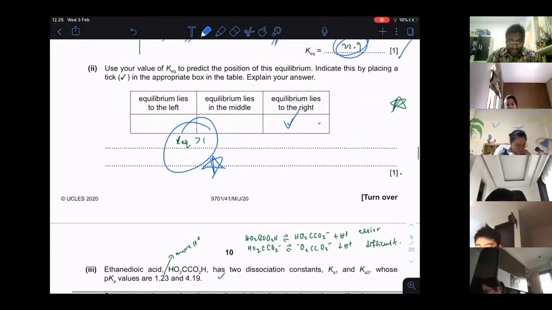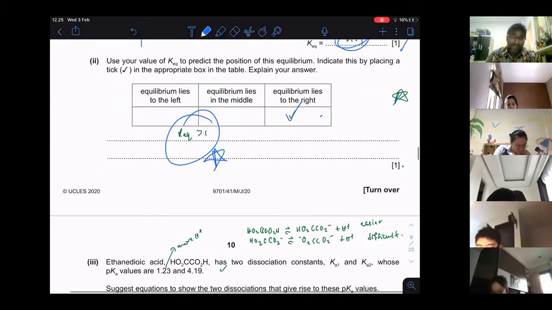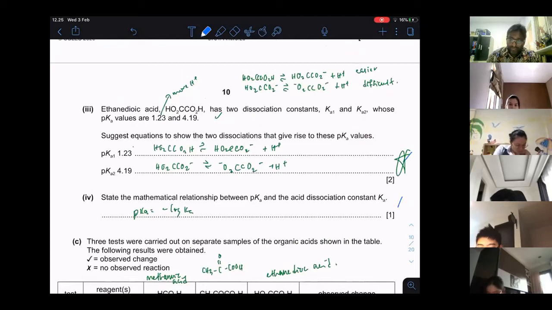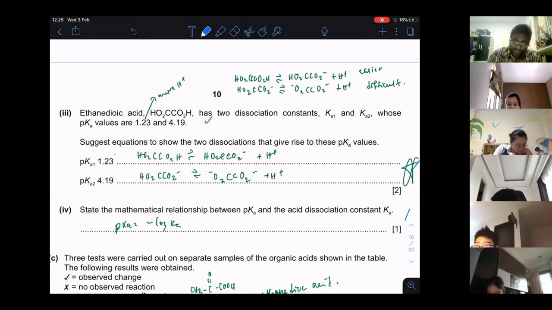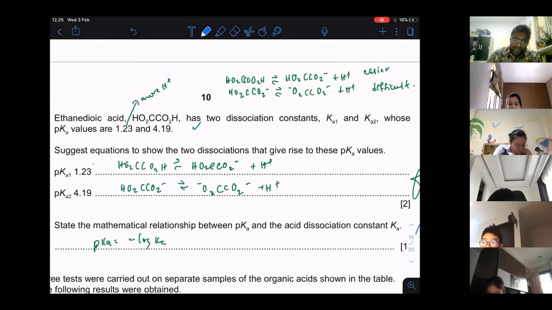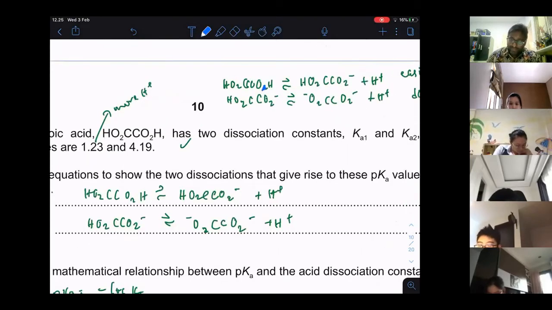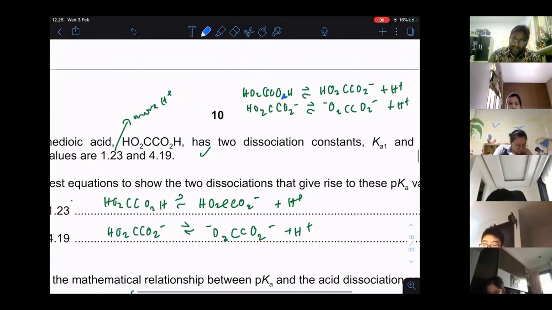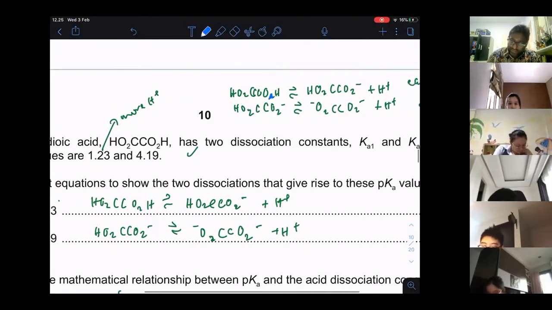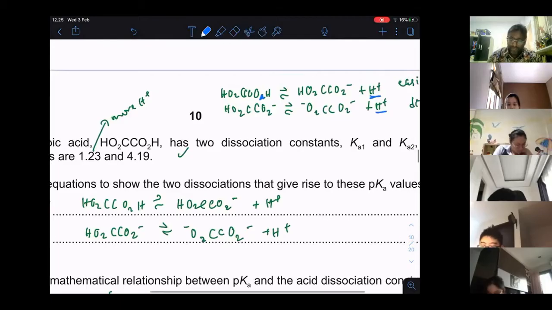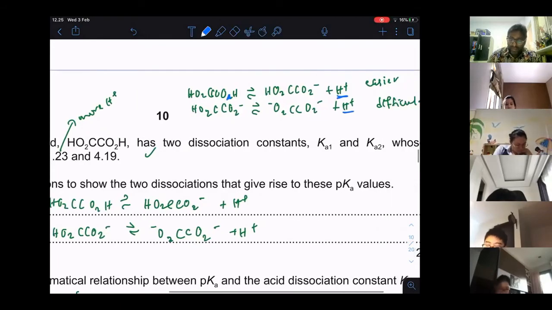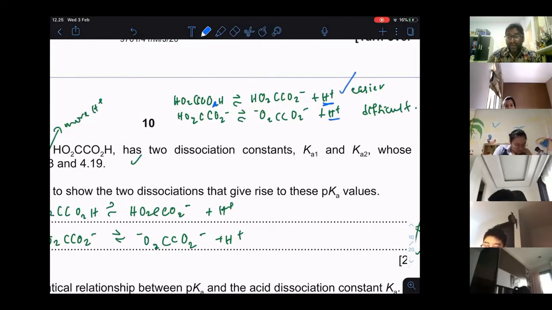Now, ethanedioic acid, this one we have discussed earlier. So there are going to be 2 dissociation constants. It means that the H plus is being lost twice. So this one is losing 1 H plus, you can see 1 H plus. Then after that another H plus is lost. So do remember the first one, when they lose the H plus, is going to be easier, but the second one is going to be slightly more difficult.